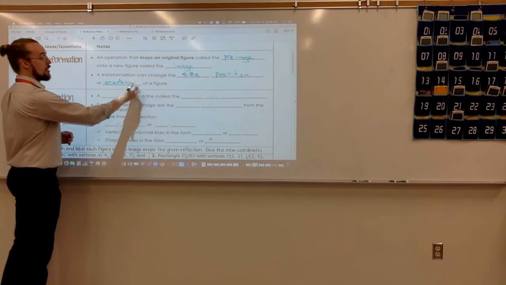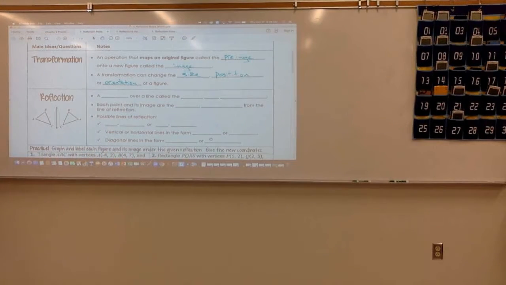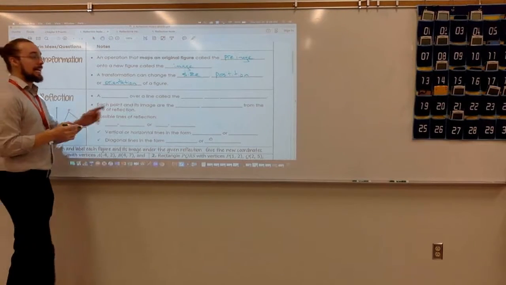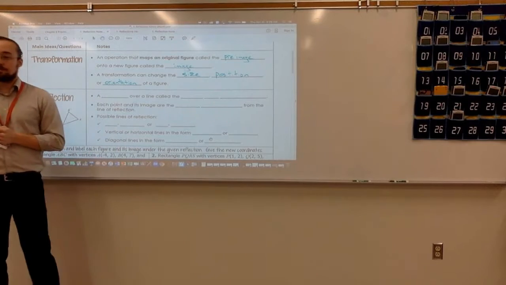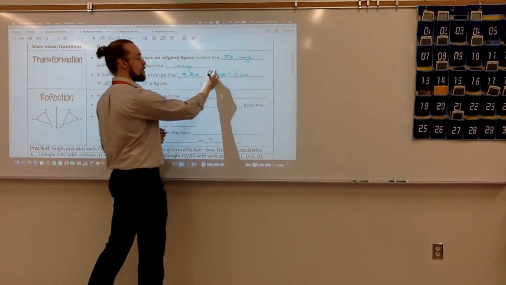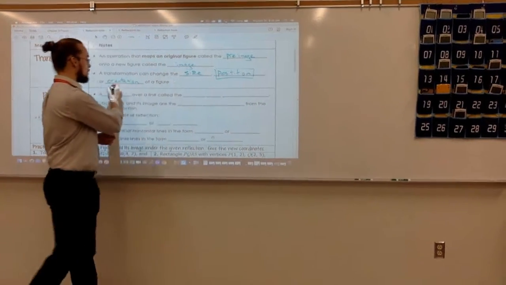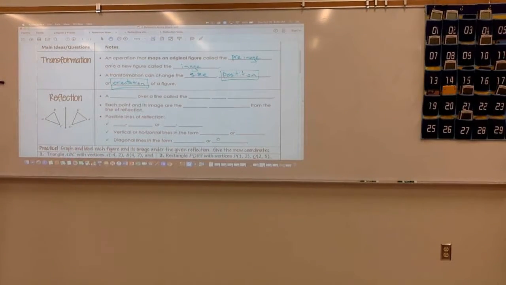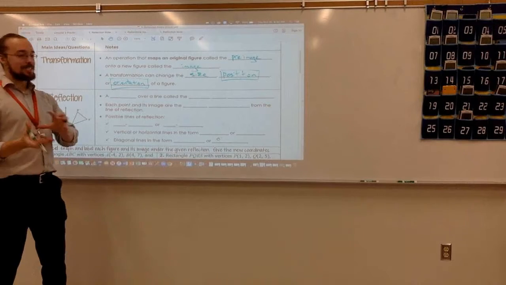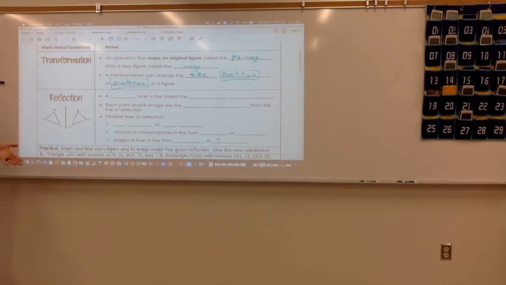Now, in this chapter, we are actually only going to look at ones that change the position and orientation. We are not going to look at ones that change the size. Later on in the year, we'll look at transformations that change the size of a figure. But everything we do in this chapter, the size of the figures are going to stay exactly the same.